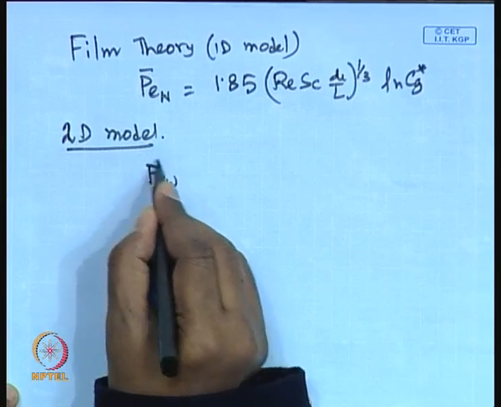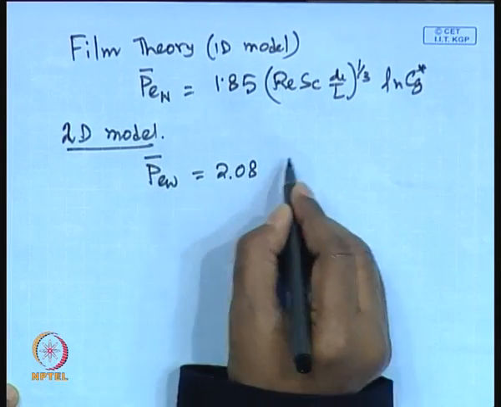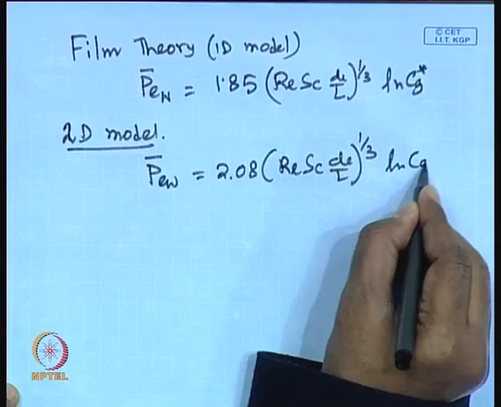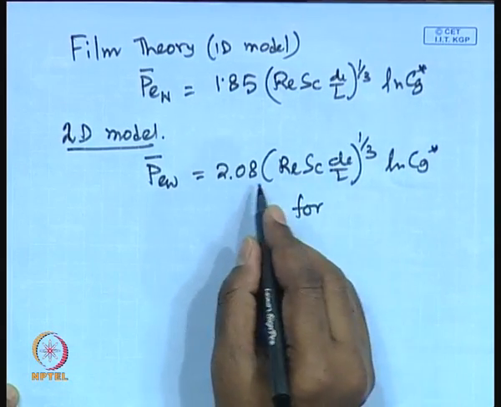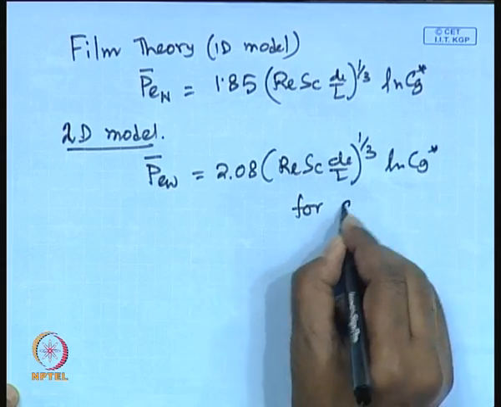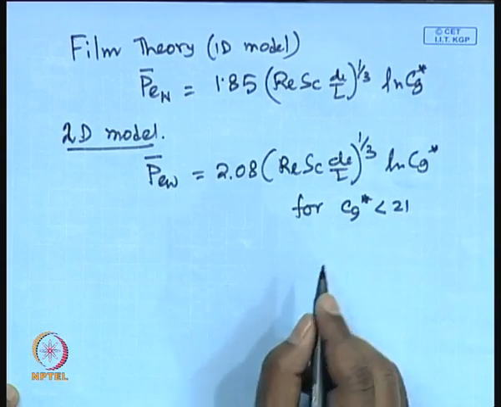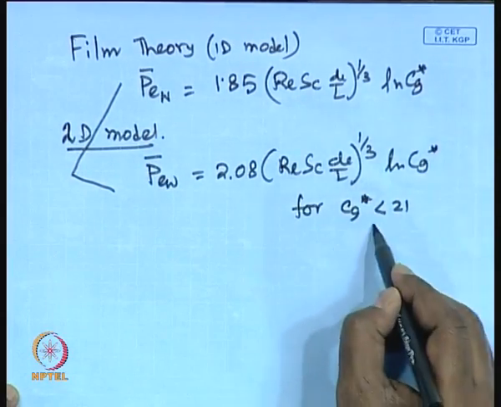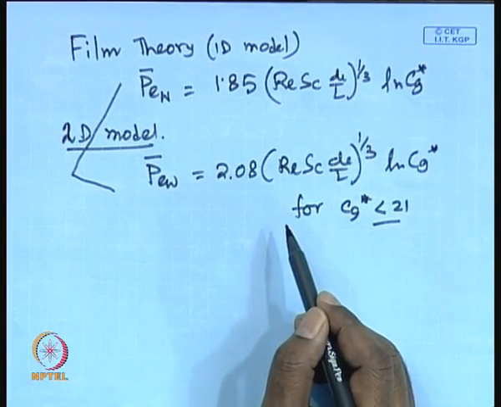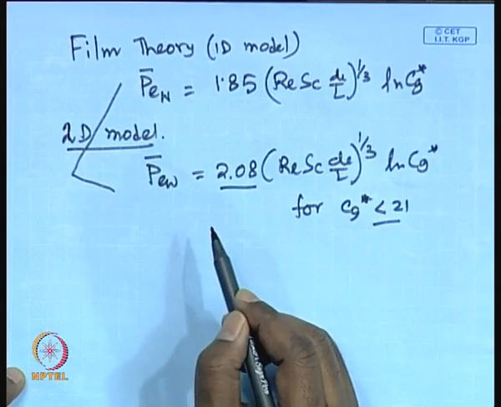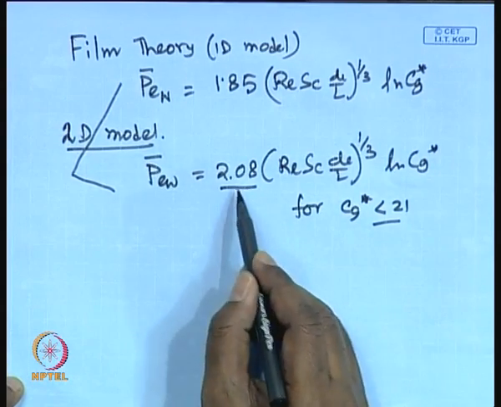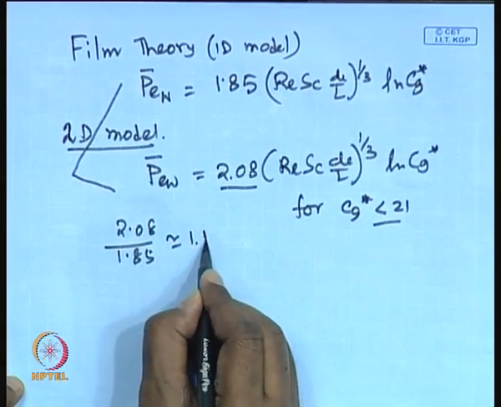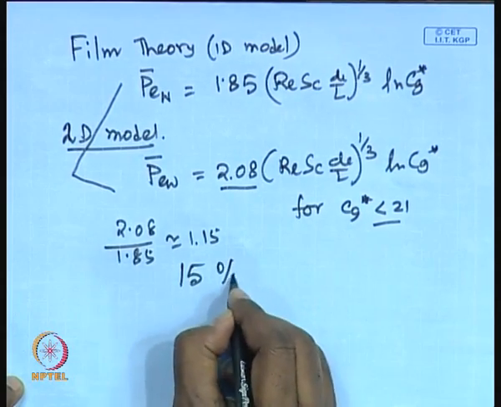And the two dimensional model becomes P w bar equal to 2.08 (Reynolds Schmidt d by L) raised to the power 1 upon 3 ln Cg star. Of course, there is a validity of this equation: Cg star is less than 21. So, now you can see the difference of the two. Under this condition, these two expressions are exactly identical, only there is a difference in the coefficient, and this coefficient is higher. How much higher? If you evaluate 2.08 divided by 1.85, this becomes around 1.15. That means 15% enhancement.